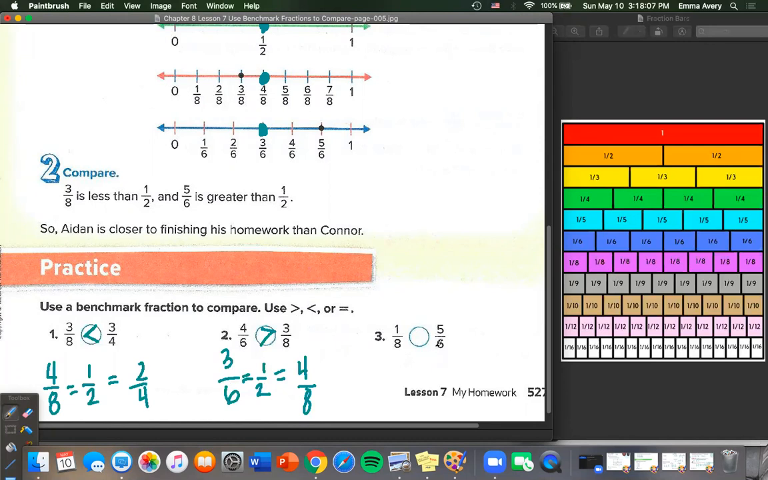Okay, now we have 1/8 and 5/6. So use the same benchmark of 1/2, which is also equal to 3/6 and 4/8. Well, 1/8 is smaller than 4/8, and 3/6 is less than 5/6. So we can tell that 1/8 is less than 5/6.